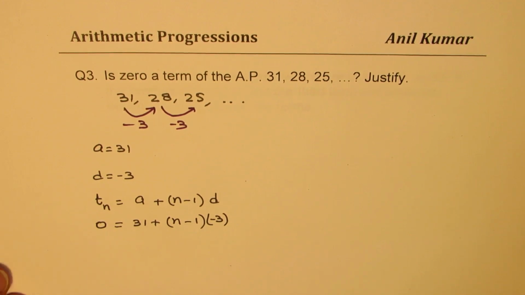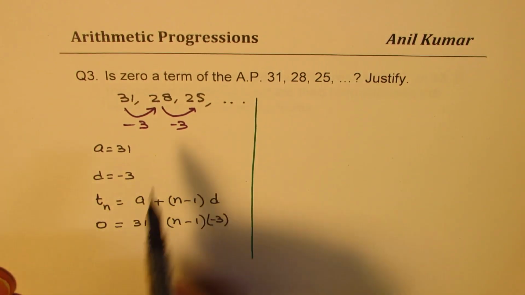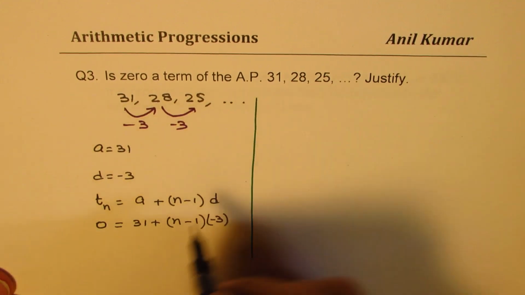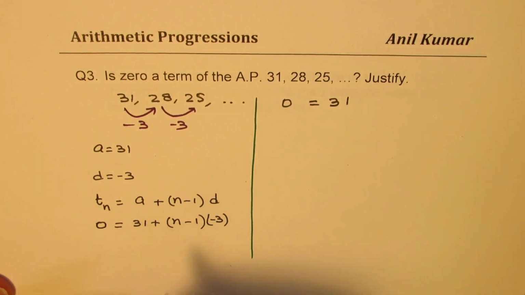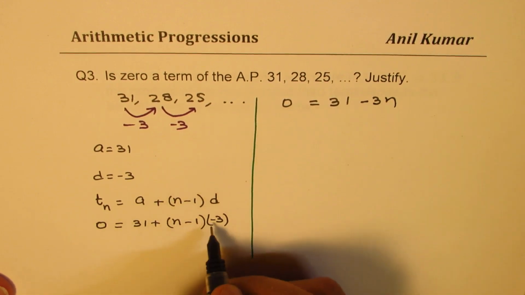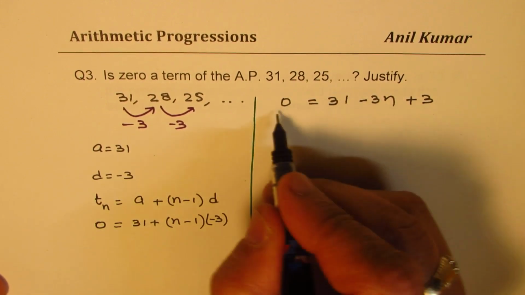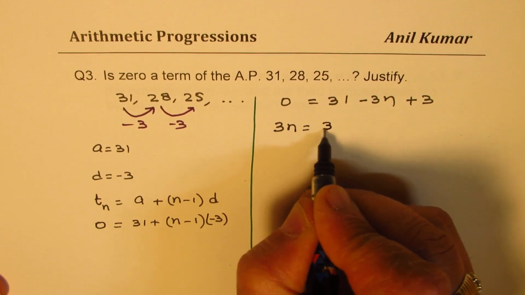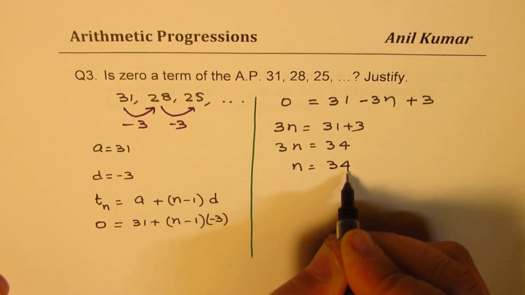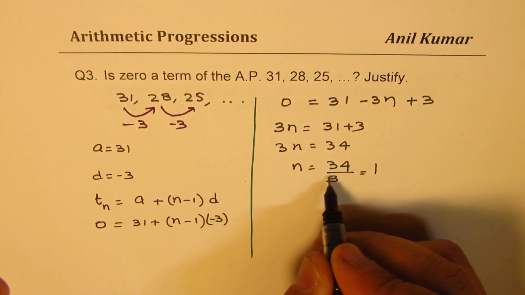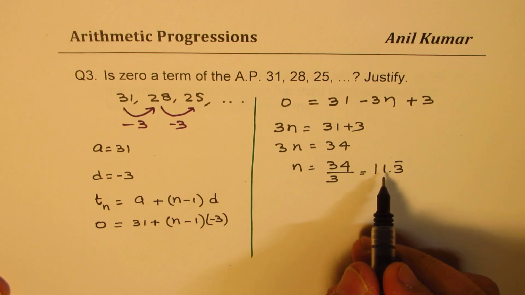So I hope the concept is clear. So now let's do the calculations. If we get a whole number value, then it is a part of the series, otherwise it is not, correct? So let's solve it. So we have 31 and this gives us, let's open the bracket, minus 3n and that becomes plus 3. Bringing 3n to the left side, we get 3n equals 31 plus 3, 3n equals 34. So n is 34 divided by 3. This is definitely 11 point something, right? So 11.3 recurring.